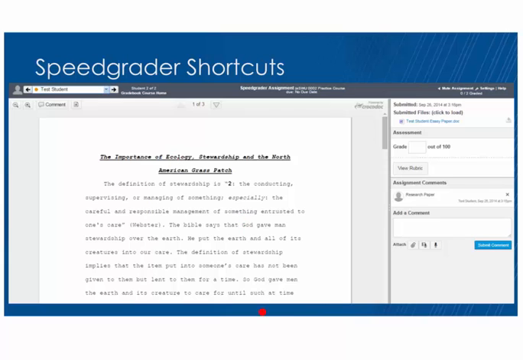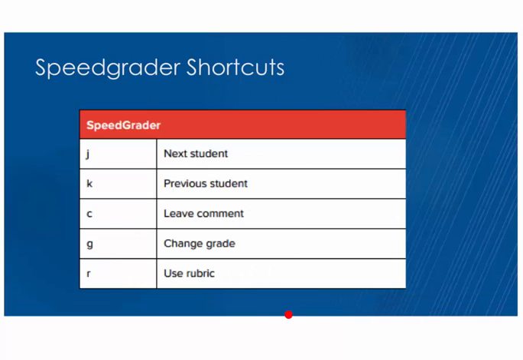So one of the things I wanted to introduce is that there are some keyboard shortcuts that you can use to go between students and also to certain areas in the SpeedGrader interface. The first is if you hit J, you can go to the next student, and K to the previous student. You can also, if you're on that page, hit C to leave a comment, G to change a grade, or R to use a rubric. What that will do is put your mouse into those locations for leaving a comment, changing a grade, or using a rubric. The J and K will help you toggle between students.